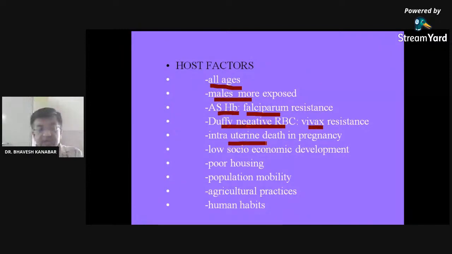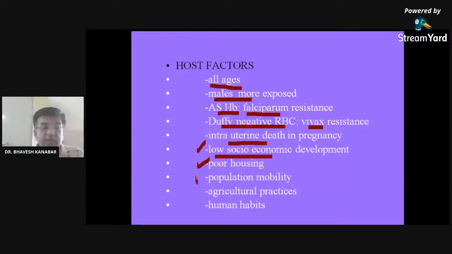Intrauterine death in pregnancy can also occur, right? Low socioeconomic development, they have more chances. Persons who are residing in the lower socioeconomic class, in the city as well as in the hut area, may have more chances of getting mosquito bites and getting malaria because of the poor hygienic conditions. Poor housing condition, poor sanitation, poor hygiene, right? These are the factors which can lead to more chance of mosquito bites and infection.